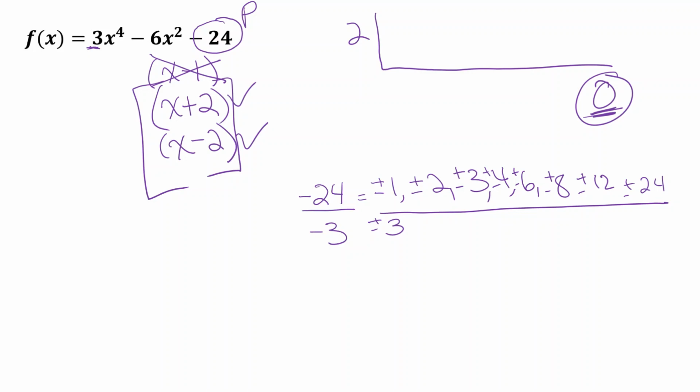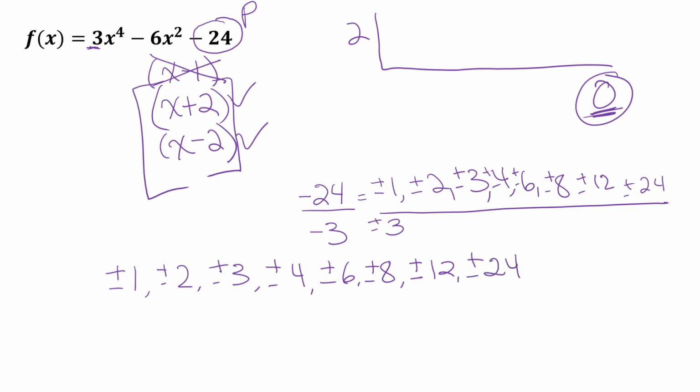So our choices that we can choose from are going to be plus or minus 1, plus or minus 2, plus or minus 3, plus or minus 4, plus or minus 6, plus or minus 8, plus or minus 12, plus or minus 24, and then plus or minus 1/3, plus or minus 2/3, plus or minus 3/3 is 1, so we've already got that one, plus or minus 4/3, plus or minus 6/3, that is 2, and we've already got that, plus or minus 8/3, plus or minus 12/3, that's the same as 4, we've already got that, and plus or minus 24/3, which is 8, plus or minus 8.